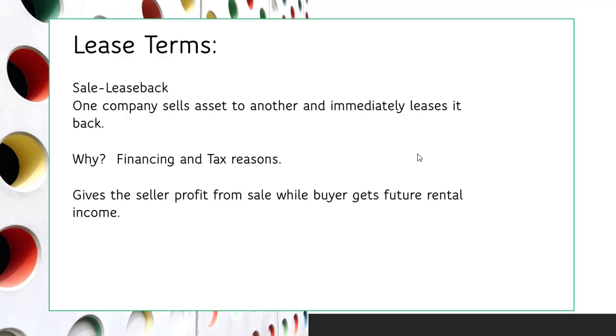Another leasing strategy that's been used in the past is called a sale leaseback. A sale leaseback means one company sells an asset to another company and then immediately leases it back. So you sell a truck to another company, and then you turn around and lease the truck right back from that other company. Seems kind of odd. Why would they do that? Well, there are financing and tax reasons for this. It gives the seller profit from the sale, while the buyer gets future rental income. So it's a way for both companies to try to come out ahead.